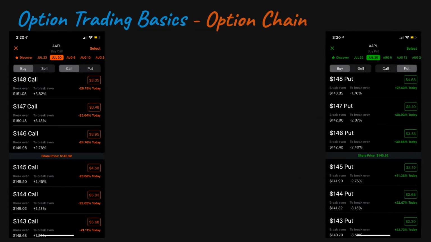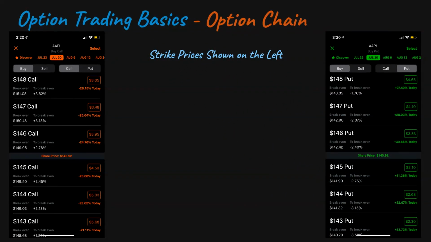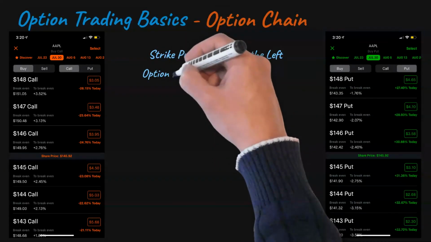Say we are looking at the option chain for Apple with an expiration date of 7/30. In the screenshot I have pulled up here, there are 6 strike prices shown on the left, ranging from $143 to $148. On the right side, you will find the option premium.